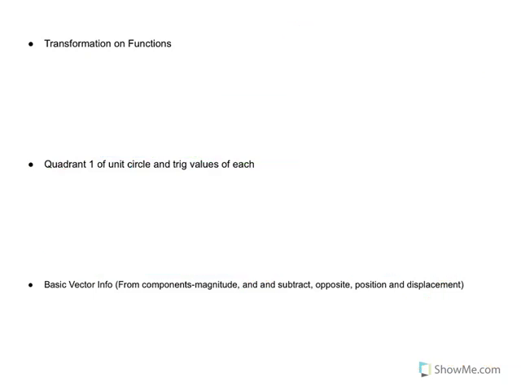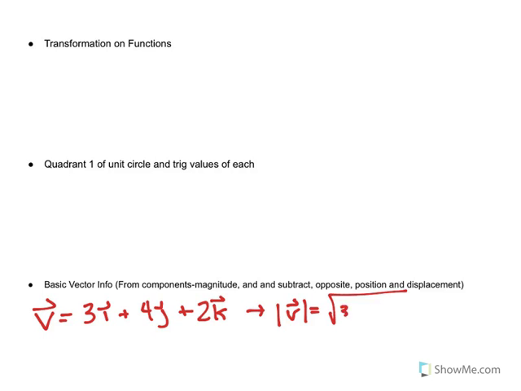That's fine with me. And really quickly, for basic vector info, key things to remember. The things we're going to work on are the following. We're going to make sure that we know if we have vector v, and it's 3i plus 4j plus 2k, we can find its magnitude really quick. Magnitude of v equals radical 3 squared plus 4 squared plus 2 squared, which equals radical 9 plus 16 plus 4, which is radical 29.